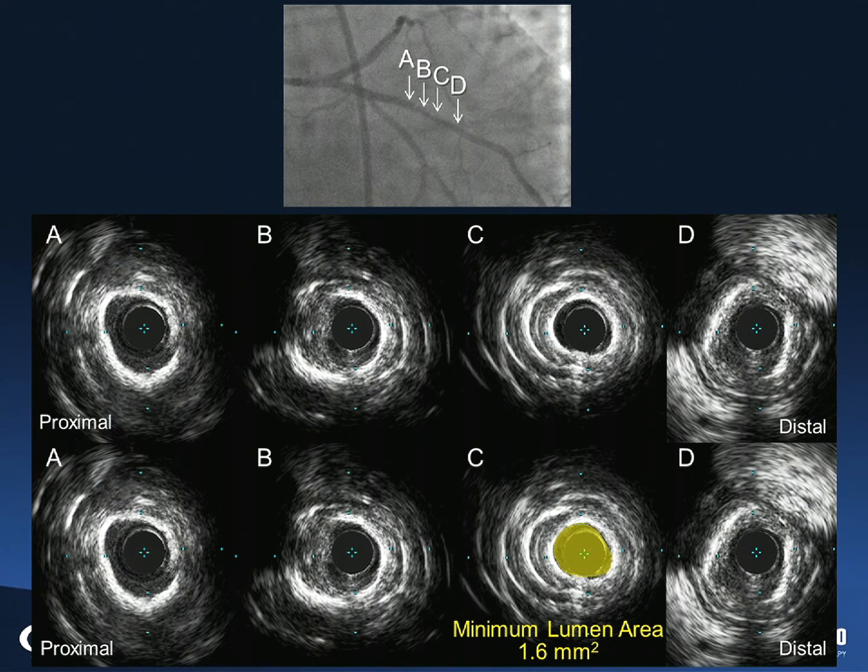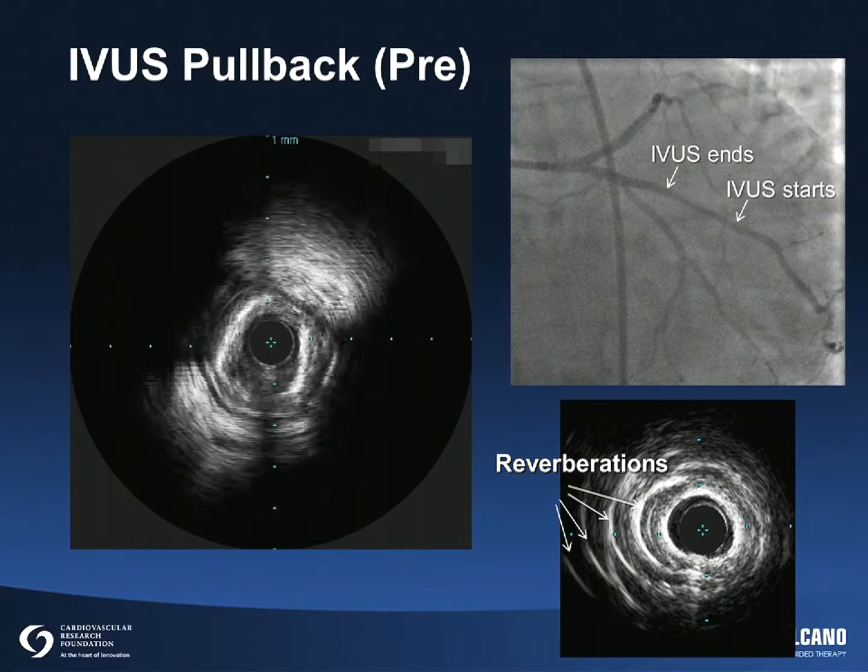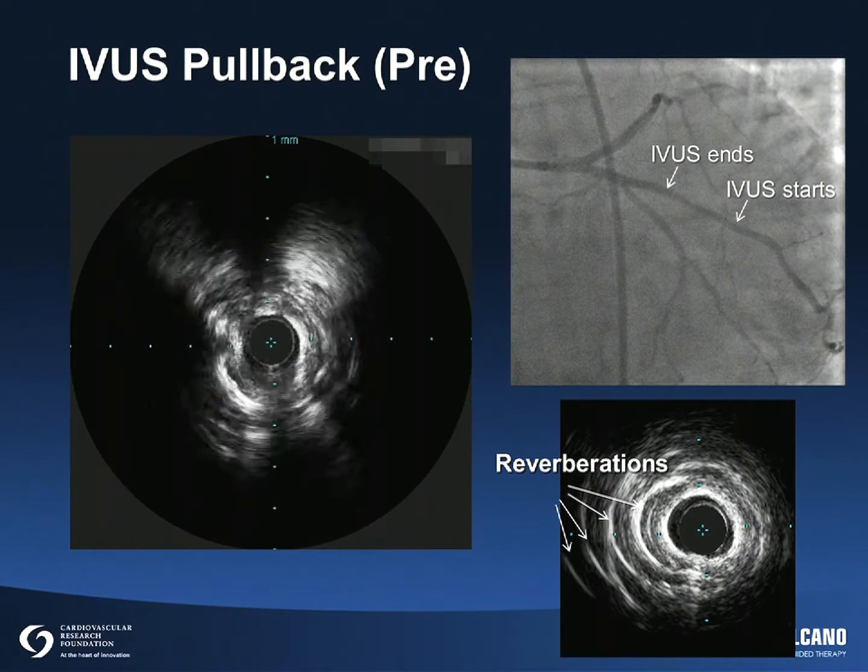Panel D shows the distal part of the lesion with the reverberations that we noted previously. Circumferential calcified plaque is seen throughout the lesion. We will now repeat the IVUS pullback.